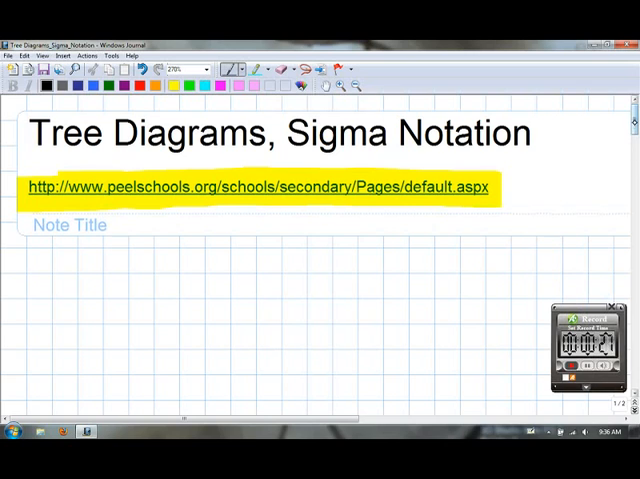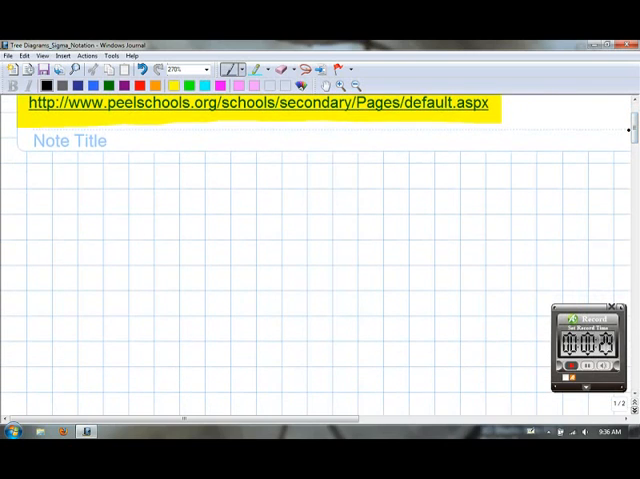Okay, so a tree diagram. I know a lot of people come to me and ask me what a tree diagram is, or how to do one, which kind of puzzles me because it's something so basic and so fundamental.